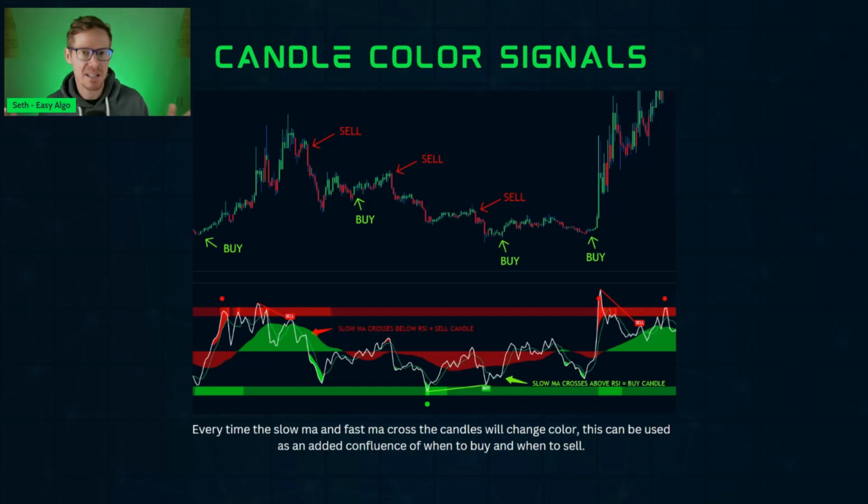We got candle color signals. We get a candle coloring that happens on the charts. This is also another confirmation signal to start getting into your trades.